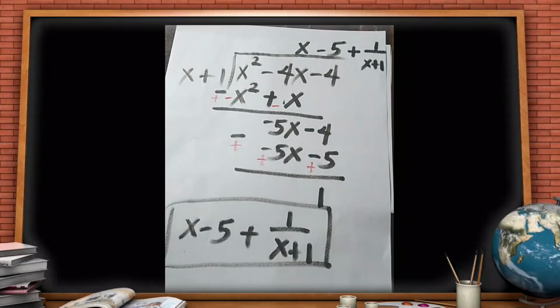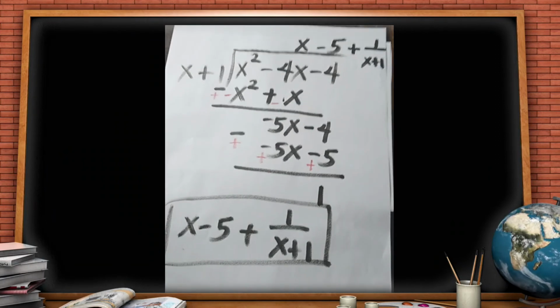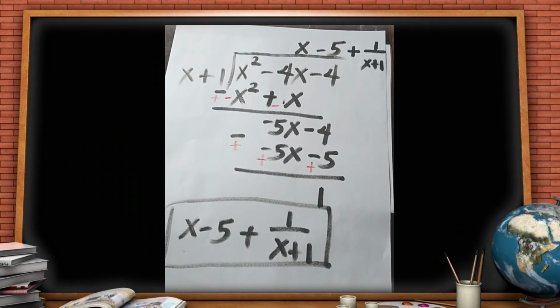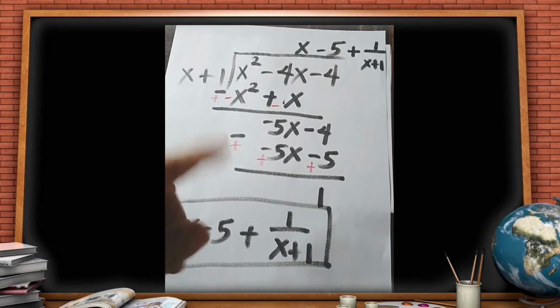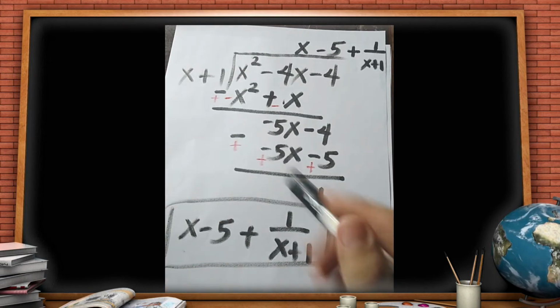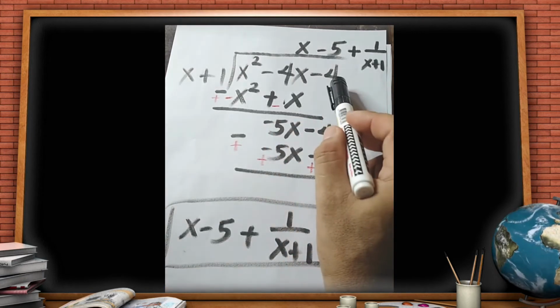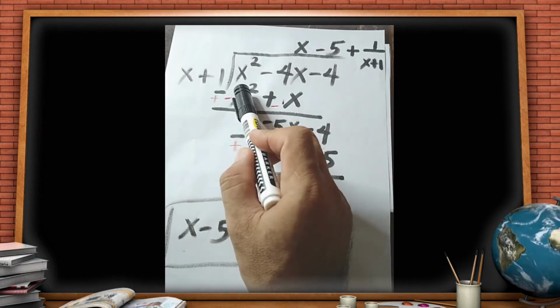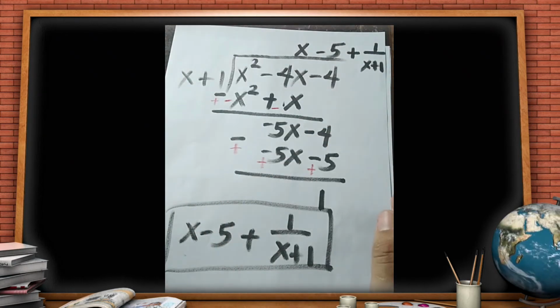Okay, this time, how are we going to divide these two polynomials using synthetic division? Ito pa rin yung gagamitin nating problem and then we are going to compare our answers later. So, we have the dividend x squared minus 4x minus 4 divided by x plus 1. So, paano natin isosolve to using synthetic division?